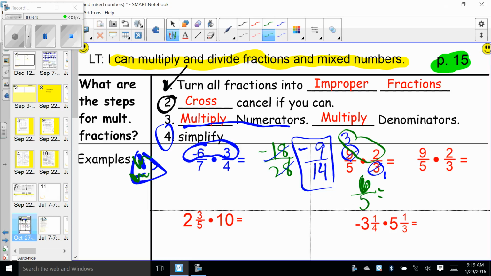So we'd say how many times does 5 go into 6? Well, you'd say, well, 1 time. What's the remainder on that? 1/5. So 1 and 1/5 would be the answer there.